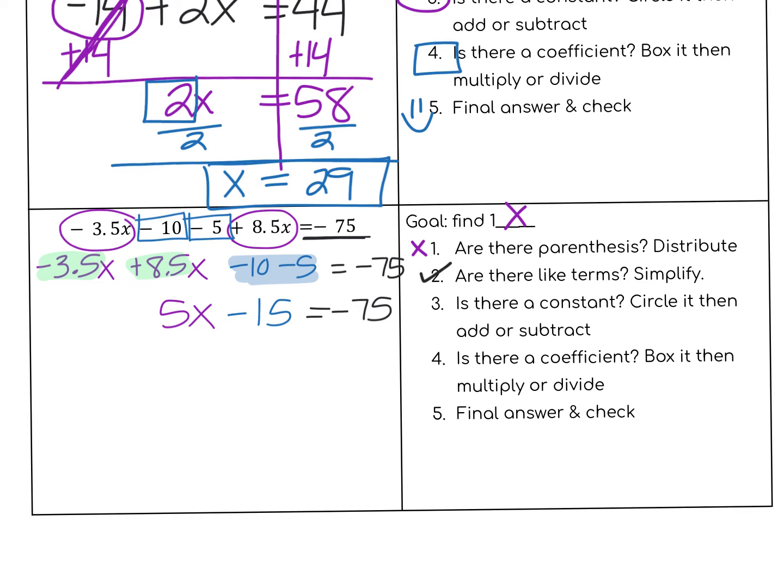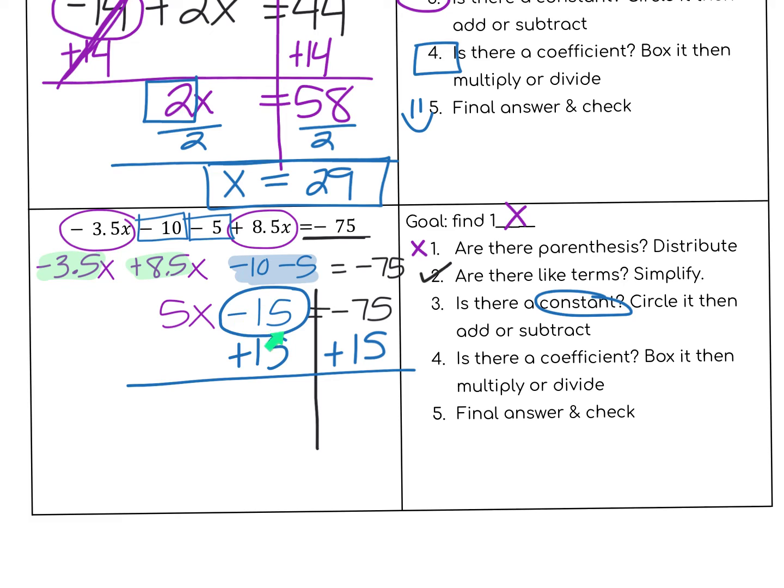Alright, so now I'm on to actually solving. So I'm going to draw a line through my equal sign to keep myself organized. Okay. It says, is there a constant? Circle the constant. Okay. Minus 15 is my constant. It's on the side of the variable, the number that I'm adding or subtracting to the variable. The opposite of minus 15 is plus 15. What I do on the side of the variable, I have to do the exact same thing, exact same number on the other side.